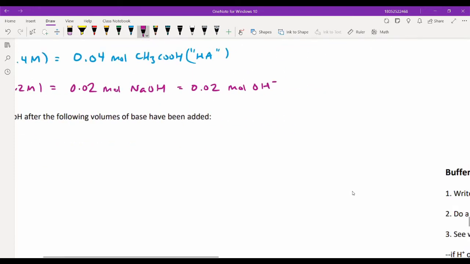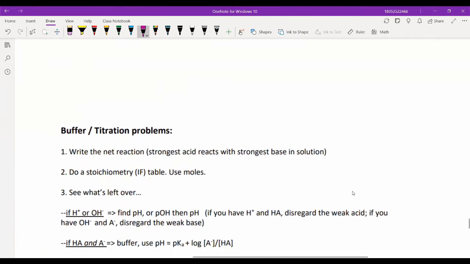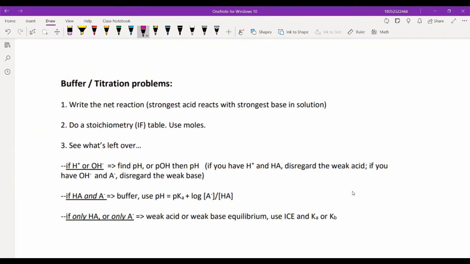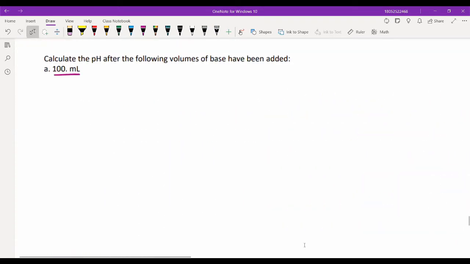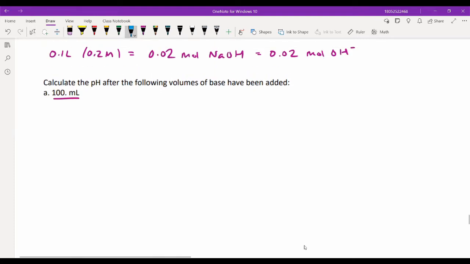Okay, so to review, like we did previously: write the net reaction, do your stoichiometry table, see what's left over. All right, so net reaction here. If we imagine starting with acetic acid, and then NaOH would break up into sodium plus OH minus, right? And the sodium is going to end up canceling with the sodium on the other side from your total ionic reaction.